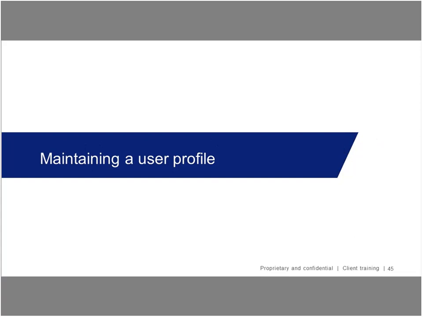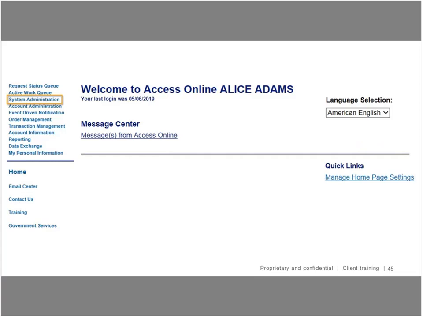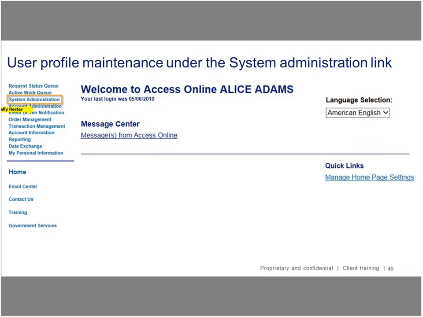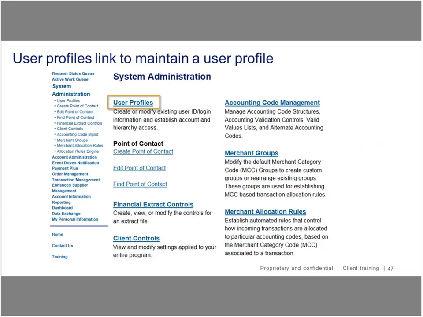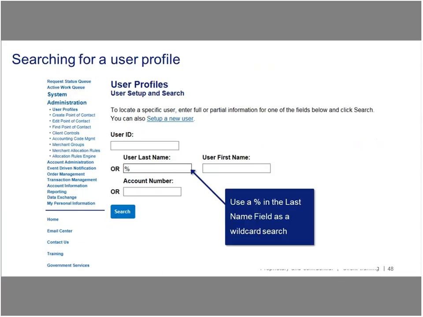Now let's talk about how to maintain an existing user profile. So again, you would go to System Administration here on your home page, and you would go to User Profiles within System Administration, and then you'll be back on this same page. So instead of clicking the link to set up a new user, we're actually going to search for an existing user to maintain or update.